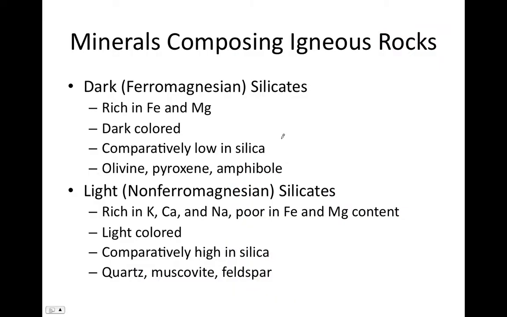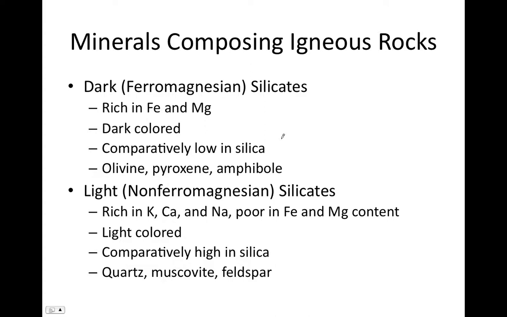So now we're going to look at the chemical composition of igneous rocks. Igneous rocks are composed of silicate minerals, and we learned in our last lecture that there are 2 types of silicate minerals: the dark ferromagnesian silicates and the light non-ferromagnesian silicates. The ferromagnesian silicates, the dark silicates, are rich in iron and magnesium, dark in color. They have comparatively low silica content compared to the light silicates. The major groups of ferromagnesian silicates include olivine, pyroxenes, and amphiboles.